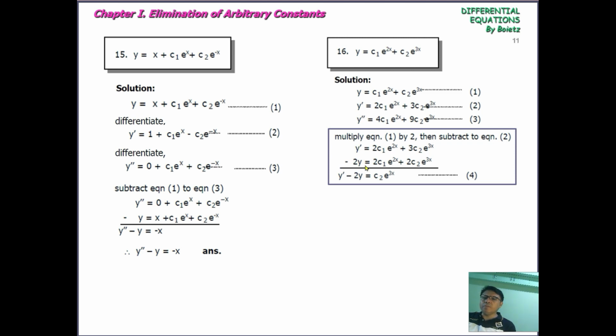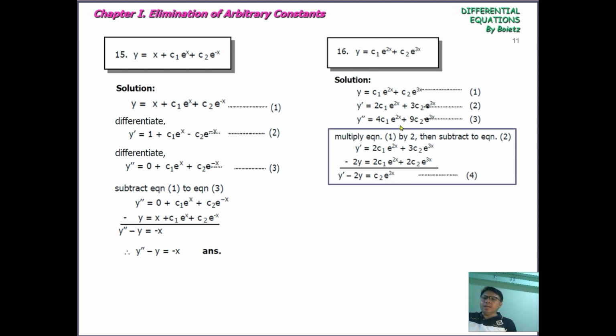So subtract, so y prime minus 2y, ito makakancel, then 3 minus c2, 3c2 e to the 3x, saka 2c2 e to the 3x. So subtract, matitira 1 na lang, c2 e to the 3x. Then call that equation number 4.